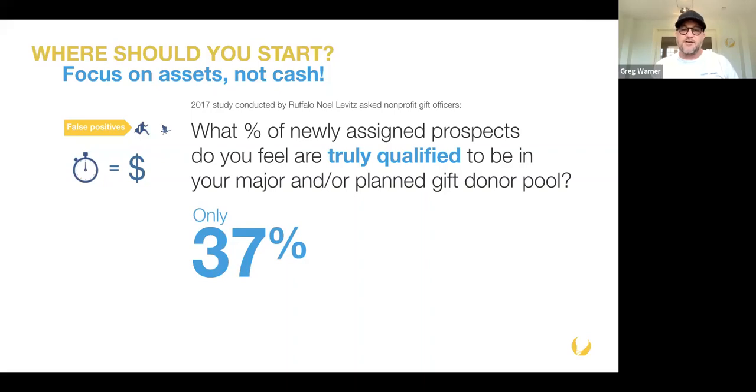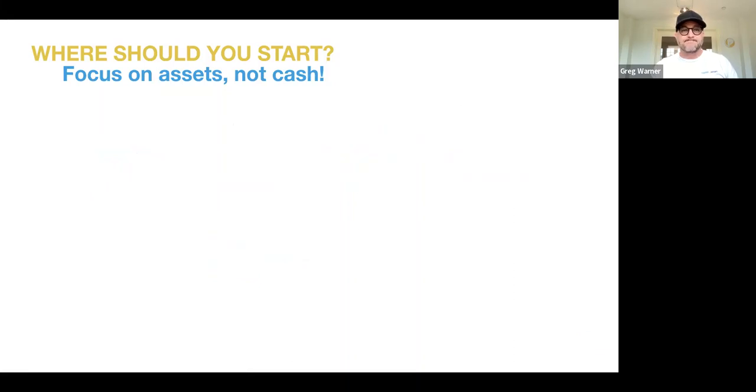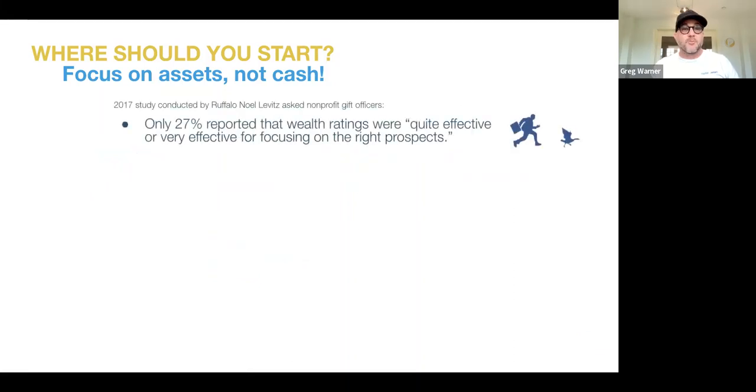And also if they're forced to reach out to people who aren't qualified and ready, then that could upset and frustrate donors, major donor prospects who just aren't ready for that kind of deep relationship. So, furthermore, a few more points from that study: only 27% of gift officers reported that they felt the wealth ratings they got were quite effective or very effective for focusing on the right prospects. And by the way, you may not feel the same way. I'm just repeating what the study says.